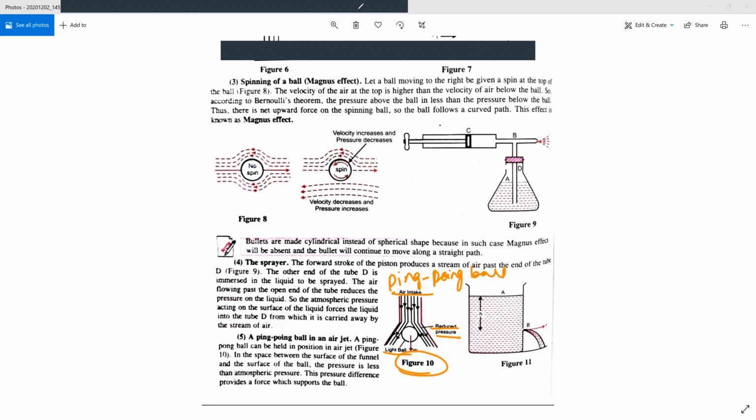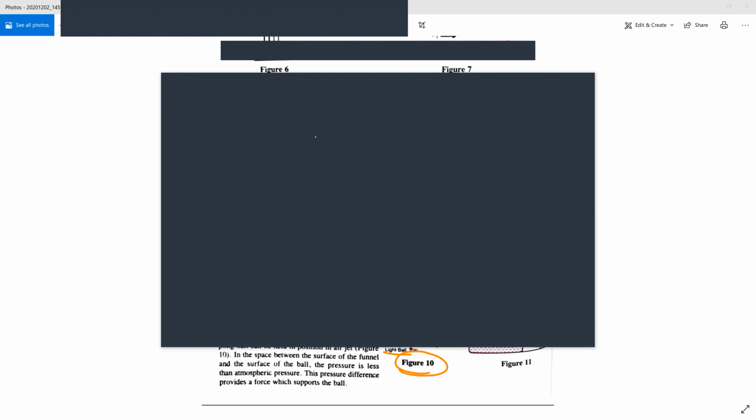And next application, that is the eighth one.